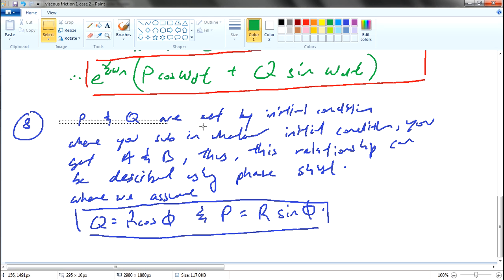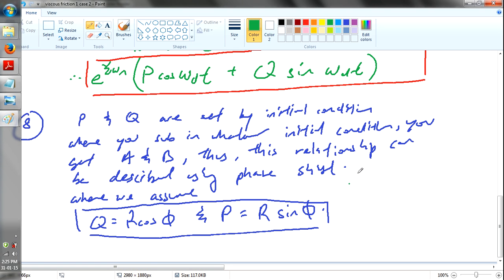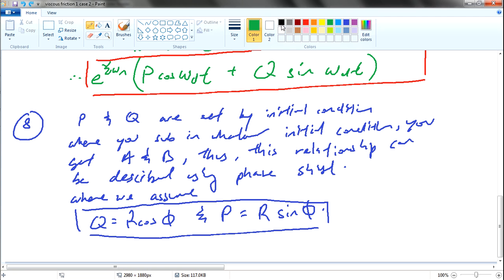When you sub in any initial condition, we take this as a rule of thumb, you get A and B. Thus, this relationship can be described using phase shift. What do you mean by phase shift? If your initial condition starts with a certain velocity and certain displacement.